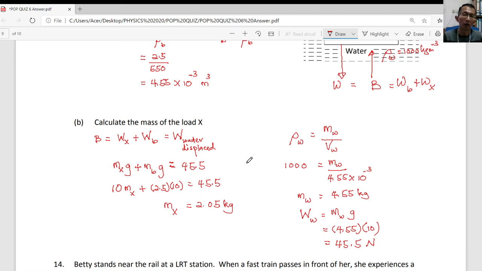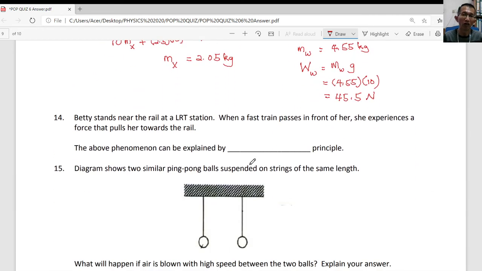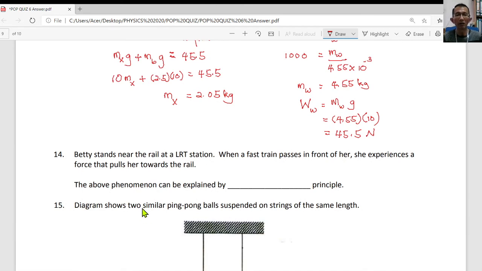Okay, let us move on to question 14. Betty stands near the rail at an LRT station. When the fast train passes in front of her, she experiences a force that pulls her toward the rail. So she experiences a force that pulls her toward the rail, meaning to say that if this is Betty, there must be something that is pushing Betty toward the train.